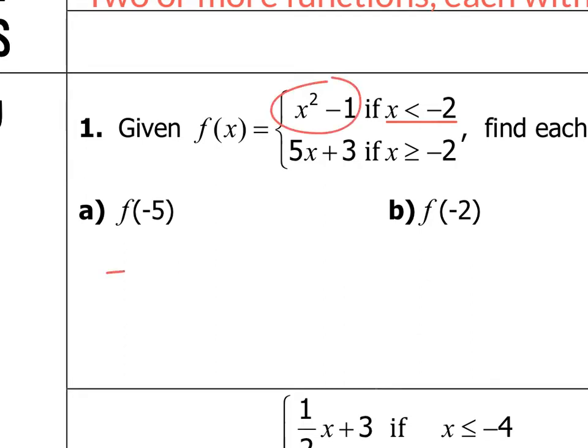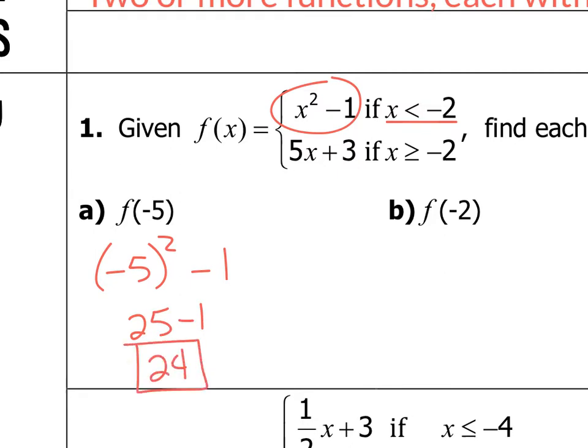Makes it negative 5 squared minus 1. Well, negative 5 squared is 25. Subtract 1, you get 24. So if you were to evaluate that at that particular domain, negative 5 at that particular domain, you're plugging it into the x squared minus 1, and you get 24.